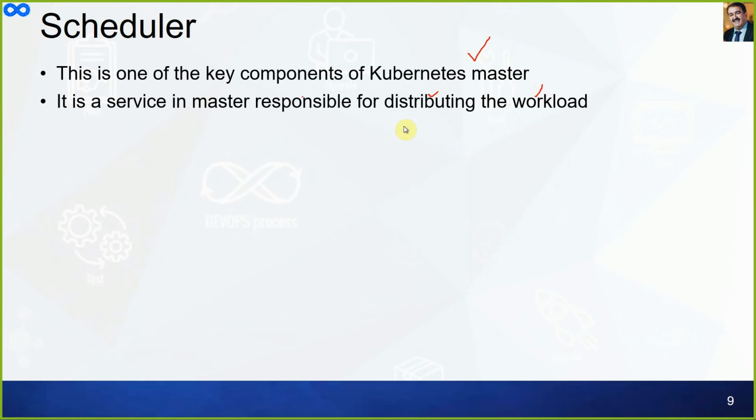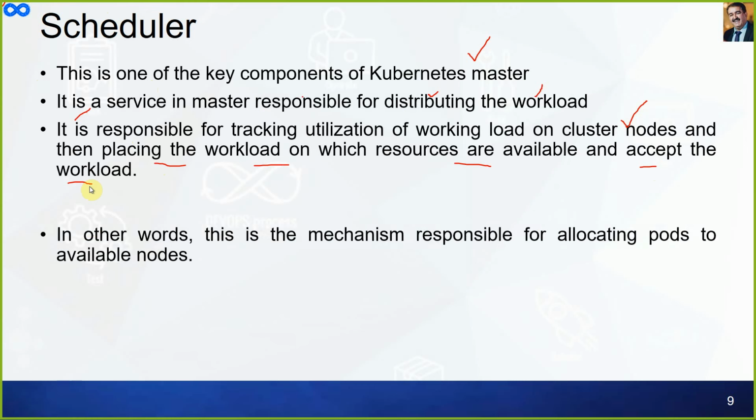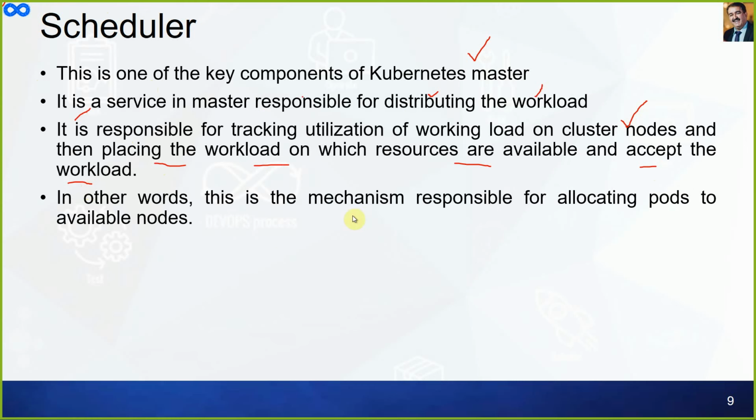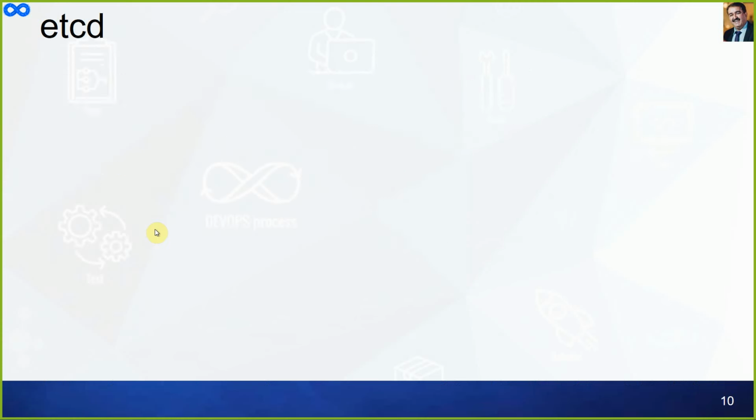So this is responsible for distributing the workload, which is in the form of a manifest file only. It is responsible for tracking utilization of workload on the cluster nodes and then placing the workload on resources that are available, and accepting the workload from the cluster. So this is the job of the scheduler. In other words, it is a mechanism responsible for allocating pods to available nodes. The scheduler is responsible for workload utilization and allocating pods to a new node. That's the job of the scheduler.